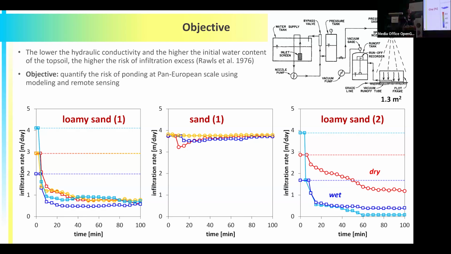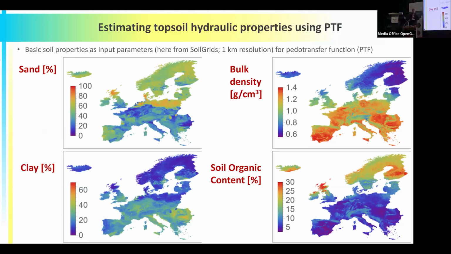Okay, and so the idea is to determine the hydraulic properties when we want to use this to estimate at a pan-European scale whether you have ponding or not. So we have to estimate the soil hydraulic properties based on basic soil information, which here is the sand and clay content, bulk density, and soil organic content. All the calculations we present here are done with a resolution of 1 kilometer, but we are ready also to bring this to the 30-meter resolution that Tom Hengl provided us the data with.